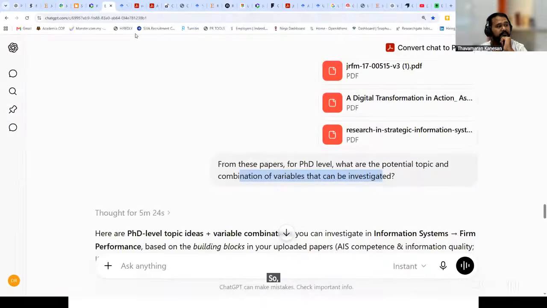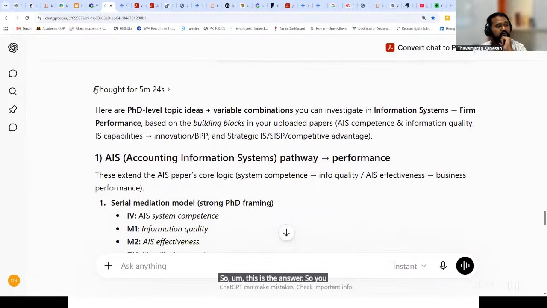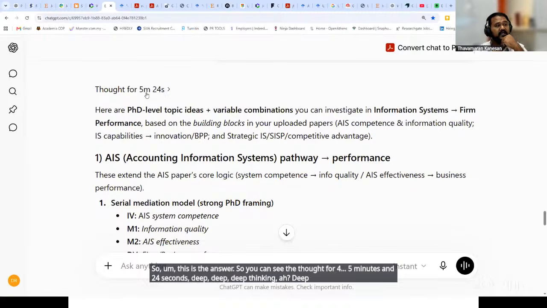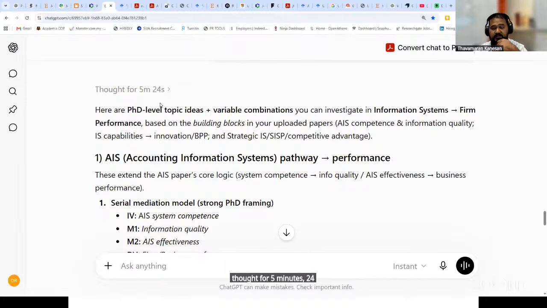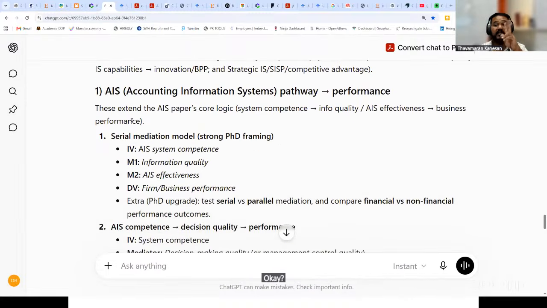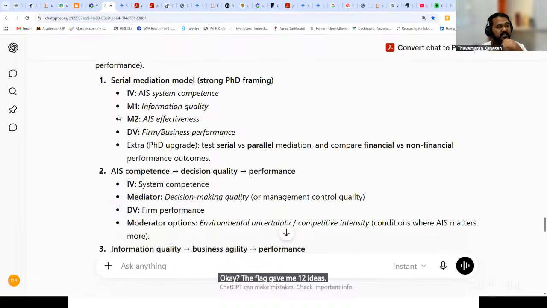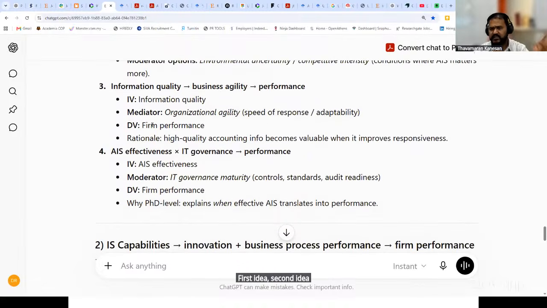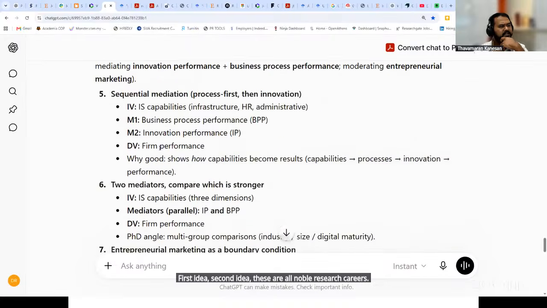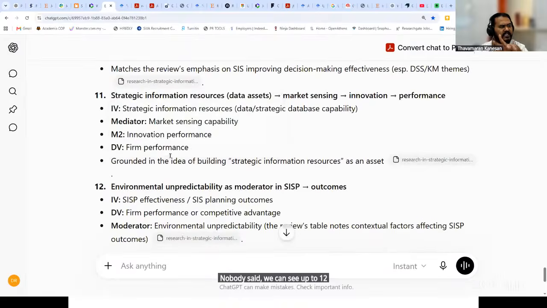So this is the answer. You can see the thought for 5 minutes and 24 seconds. Deep thinking at once, max level deep thinking. Premium, thought for 5 minutes, 24 seconds. The flag give me 12 ideas. First idea, second idea. These are all novel research gap. You can see up to 12 ideas, 12 PhD ideas.